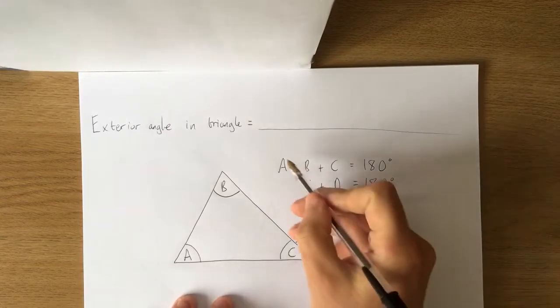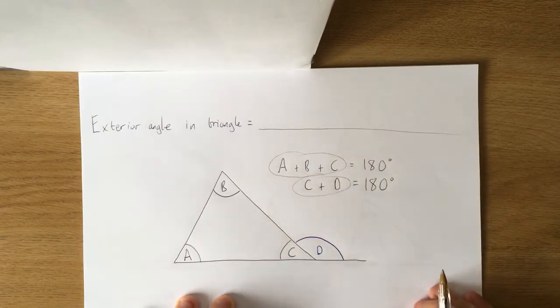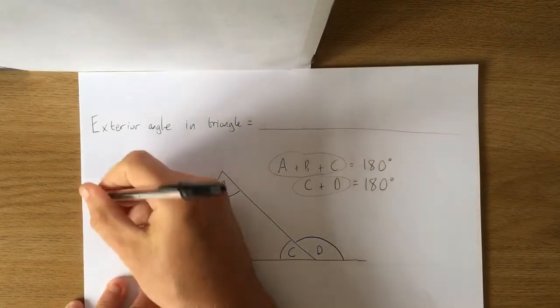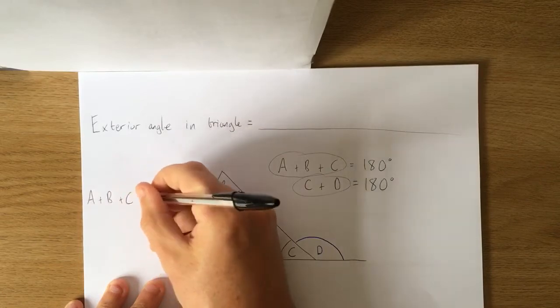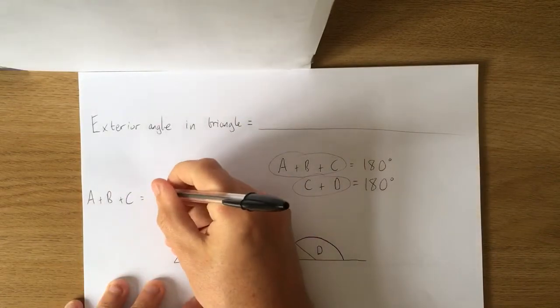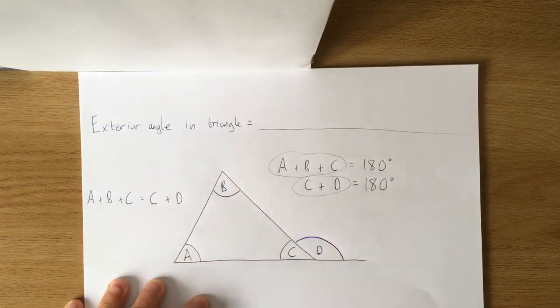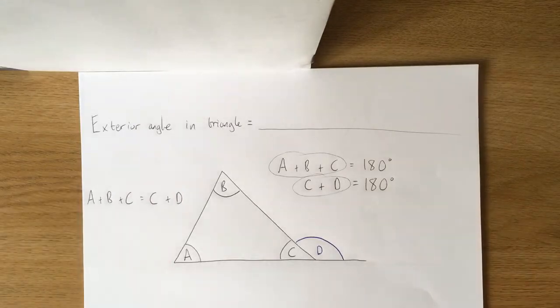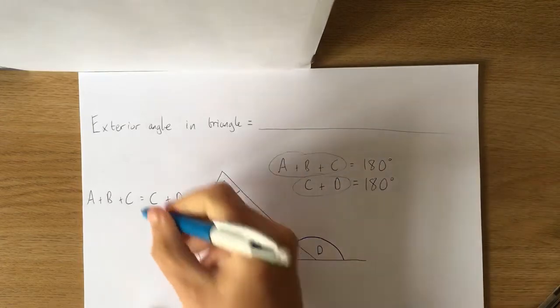Now, if A, B and C are equal to 180 and C and D are equal to 180, that must mean that A plus B plus C is equal to C plus D. Okay, if they're both equal to 180, they must be the same. Now, you see on both sides of this, you have C.